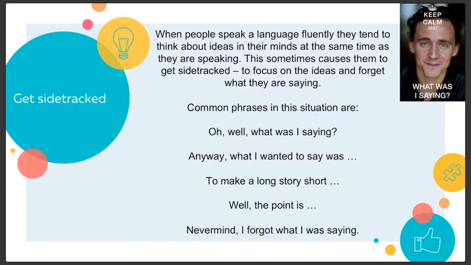The next thing, you need to get sidetracked. Okay? You need to get distracted. When people speak a language fluently, they think about ideas in their minds at the same time that they're speaking. And this means that they get distracted because they're focusing on the ideas in their minds and they forget what they're saying. So a lot of phrases that we can see in this situation are something like, oh, well, what was I saying? Or, anyway, what I wanted to say was, or to make a long story short, or, well, the point is, or, never mind, I forgot what I was saying.